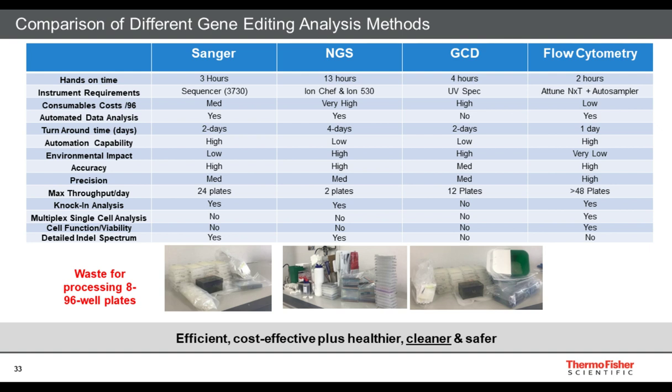As far as automated data analysis, Sanger can be quite automated as well. NGS is less automated, but it still can be automated. Genomic cleavage detection, not so much. That would be very time consuming to analyze, 896 well plates as in the example here. Turnaround time, very quick. Your answer is immediate. It is very amenable to automation as well, and some of the other methods are as well, but I would say it is the most amenable to automation.